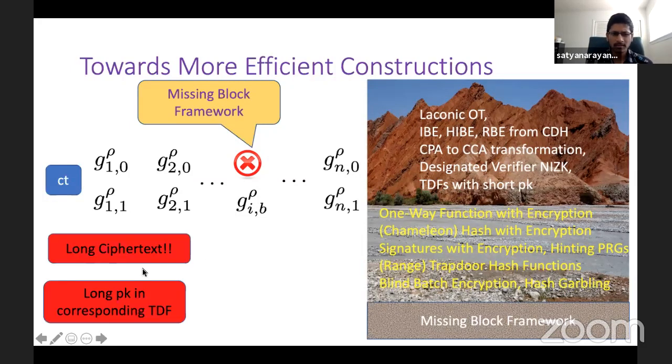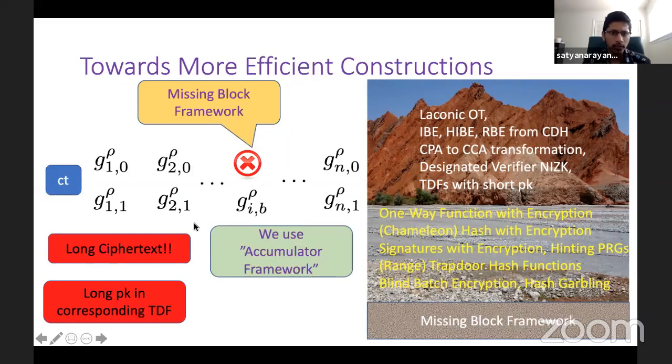But the problem here is this technique results in long ciphertexts. And if you use this one-way function with encryption to build trapdoor functions, then you're going to get long public keys. It tends to look out for new techniques and new frameworks to build these primitives. And that's why we introduce a new technique to build one-way function with encryption. And we also extend the same technique to constructing hinting PRGs.